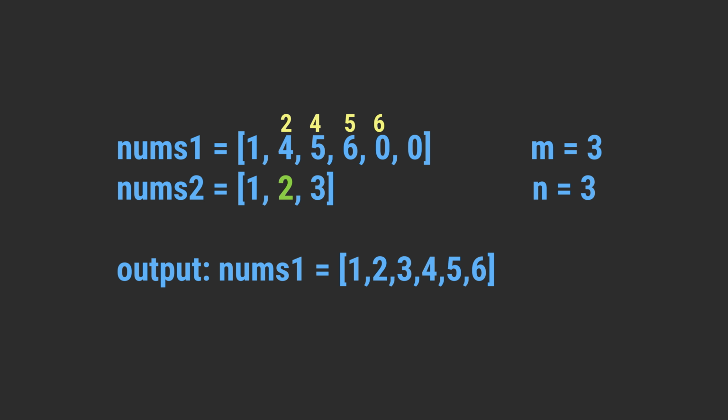This leads us to the critical conclusion. We must start merging from the end. Instead of filling nums1 from the front, we start from the very last position at index m plus n minus 1 and work our way backwards. This way, we're always placing values into either an empty slot, one of the zeros at the end, or a spot that already holds its final sorted value. This clever two-pointer approach ensures we never overwrite data we still need. And best of all, it completely avoids those expensive element shifts.